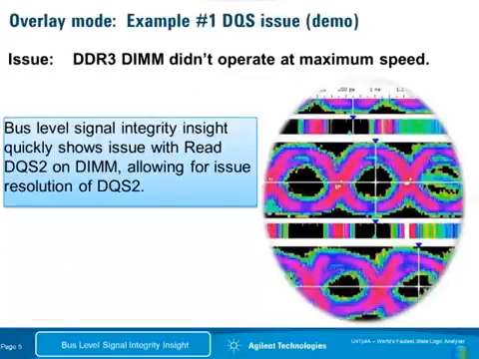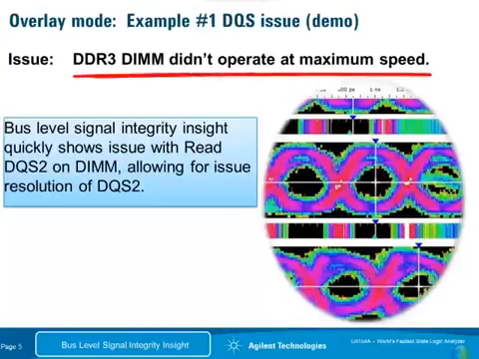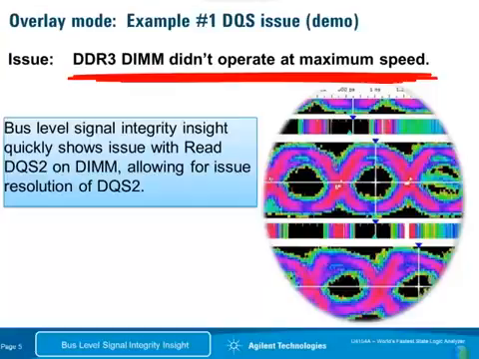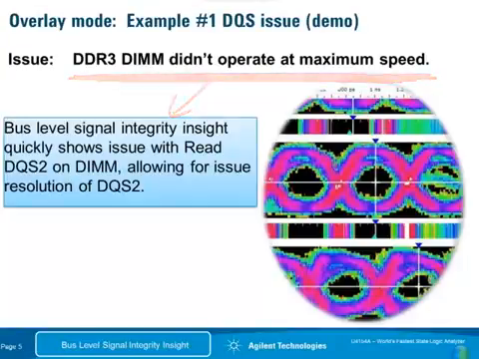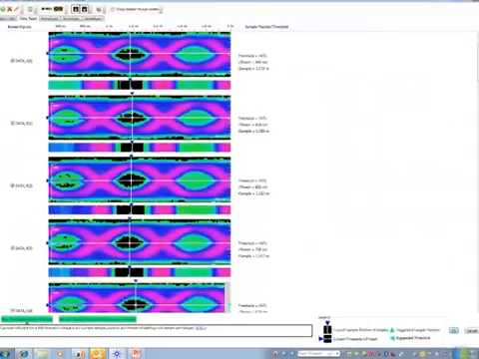Next, we're going to move to the logic analyzer to show the first example of the overlay mode signal integrity insight. In this first example, the issue was that a DDR3 DIMM didn't operate at the maximum speed. Bus-level signal integrity insight quickly shows the issue is with the read DQS2 on the DIMM, allowing for resolution of the issue. Opening up the iScan window and scrolling through the qualified scans of only valid read traffic, we see now each of the data bits relative to each other.